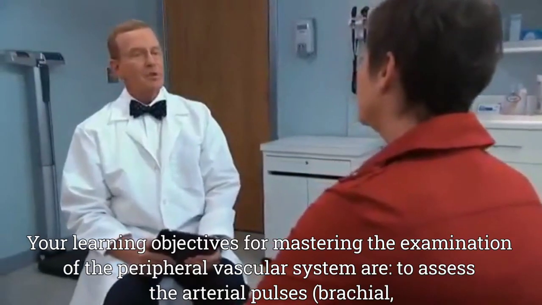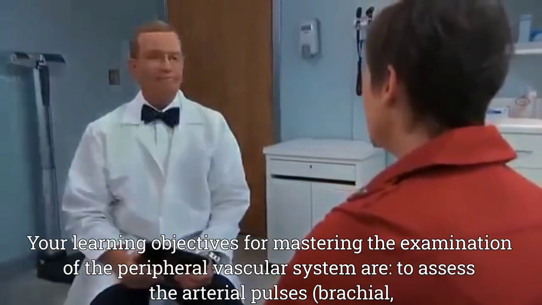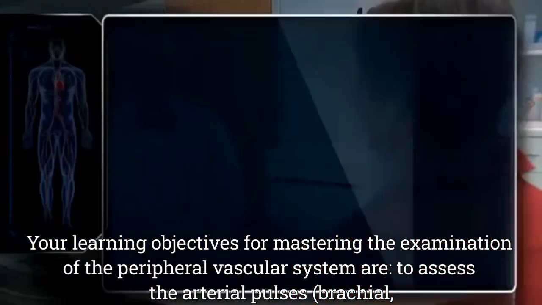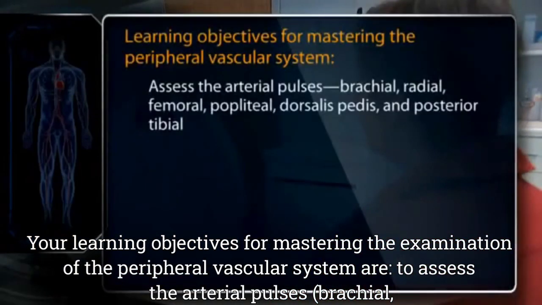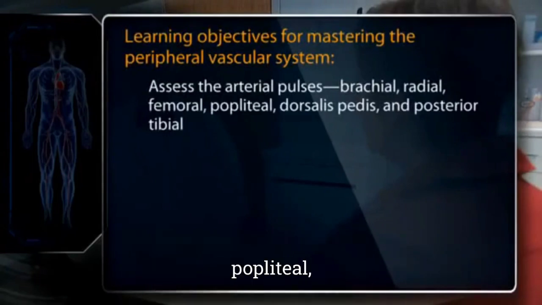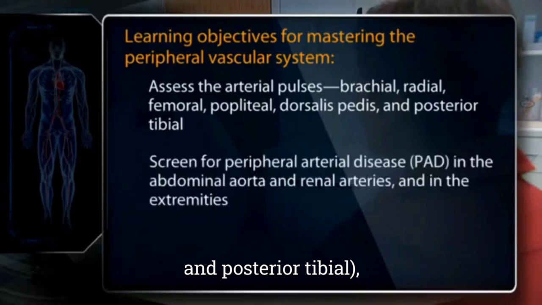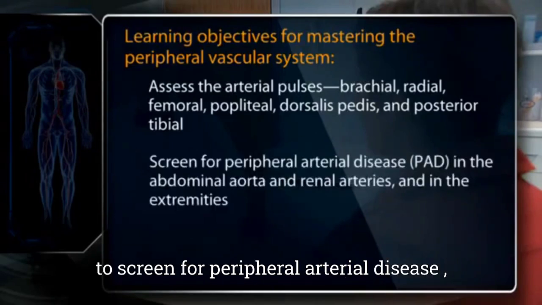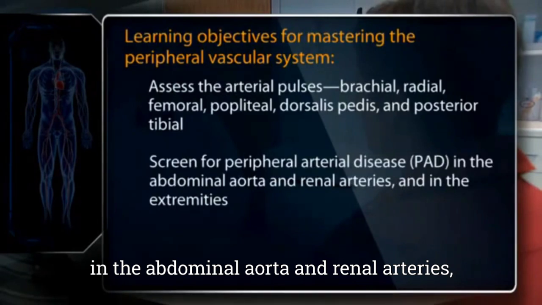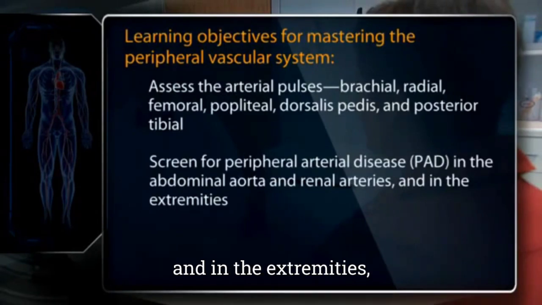Your learning objectives for mastering the examination of the peripheral vascular system are to assess the arterial pulses: brachial, radial, femoral, popliteal, dorsalis pedis, and posterior tibial. To screen for peripheral arterial disease, PAD, in the abdominal aorta and renal arteries and in the extremities.